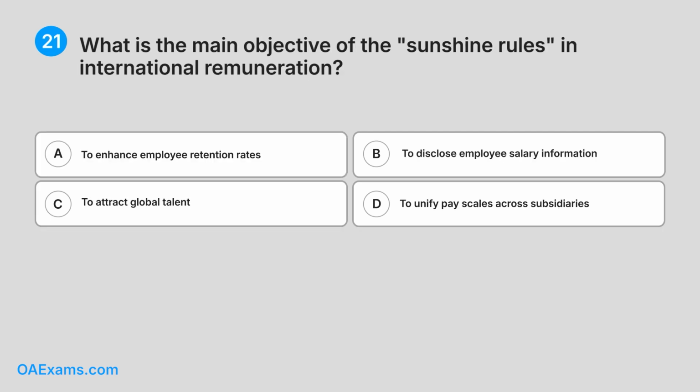21. What is the main objective of the Sunshine Rules in international remuneration? A. To enhance employee retention rates. B. To disclose employee salary information. C. To attract global talent. D. To unify pay scales across subsidiaries. What do you think is the answer?